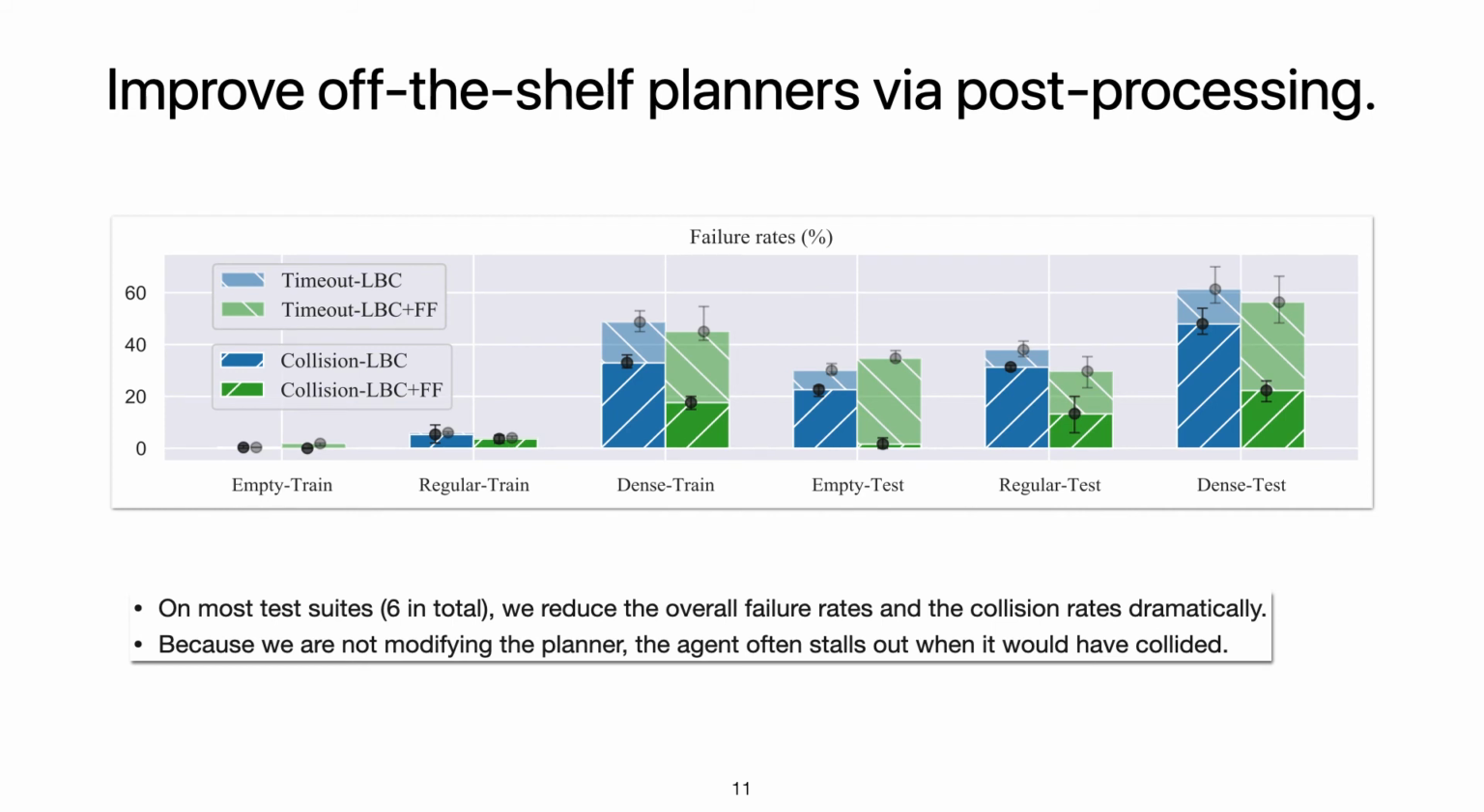Here we break down the failure cases on CARLA no crash into timeouts and collisions. By integrating future free space forecasting via post-processing, on most test suites, we reduce the overall failure rates and collision rates dramatically. Because we're not modifying the planner, the agent stalls out when it would have collided.